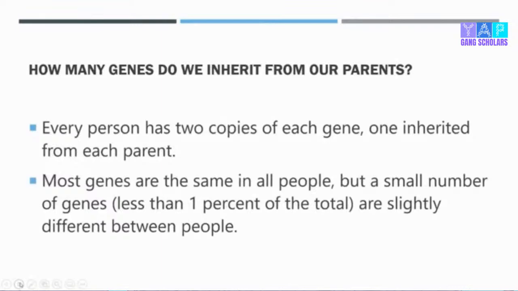How many genes do we inherit from our parents? Every person has 2 copies of each gene, one inherited from each parent. Most genes are the same in all people, but a small number of genes, less than 1% of the total, are slightly different between people.